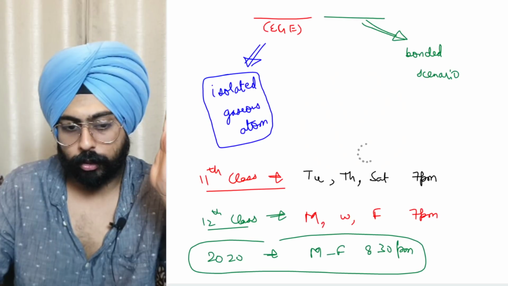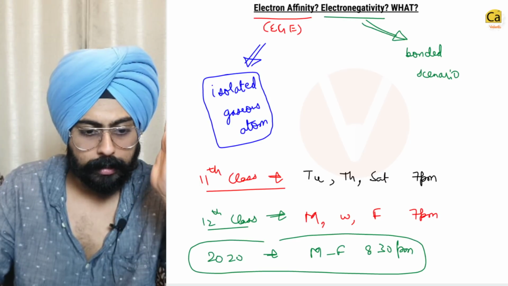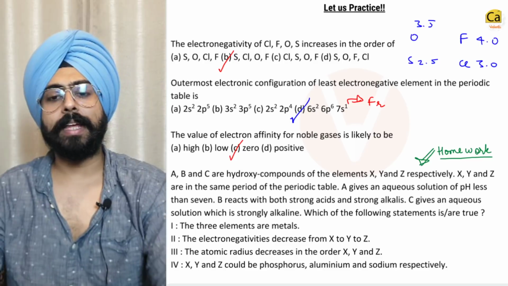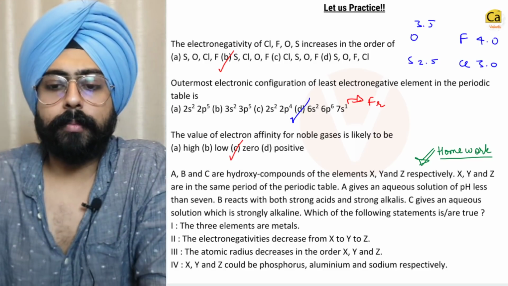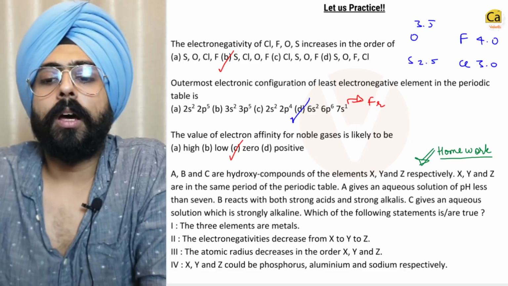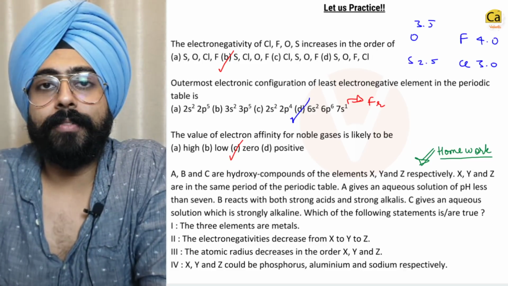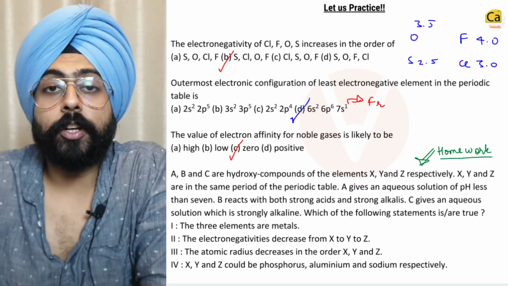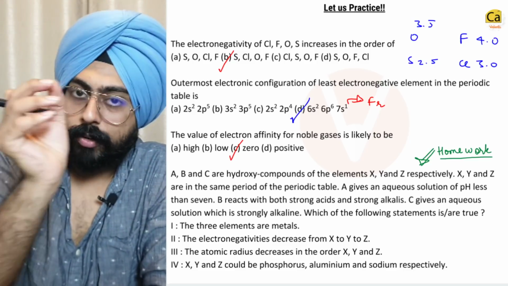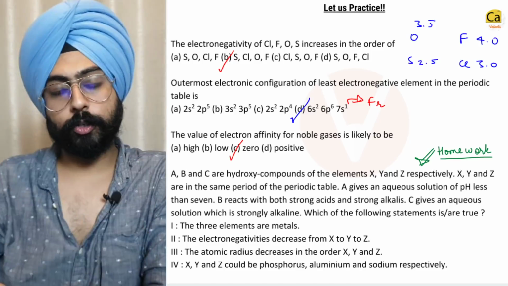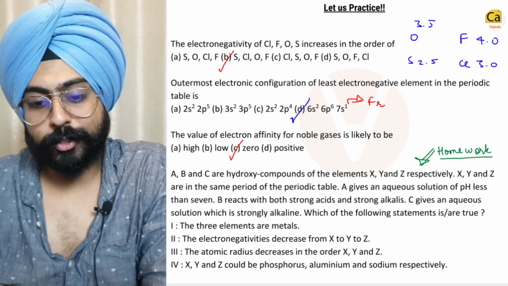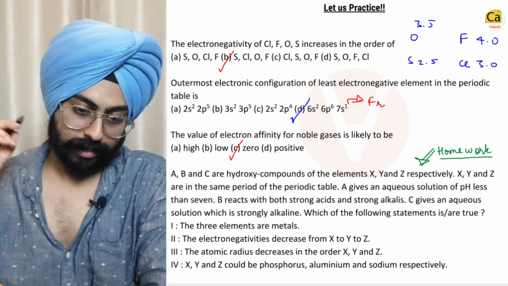Cool. चलो तो यहाँ वापस आते हैं इस क्वेश्चन पे. ये रहा सवाल. This is the question: A, B, C are hydroxy compounds of the elements X, Y, and Z respectively. X, Y, and Z are in the same period of the periodic table. A gives a solution that is less than 7, which means A is the hydroxy compound of some non-metallic species. B lies somewhere in the middle, and C belongs to a metal. So that is your hint. Try to do this question, very simple question.